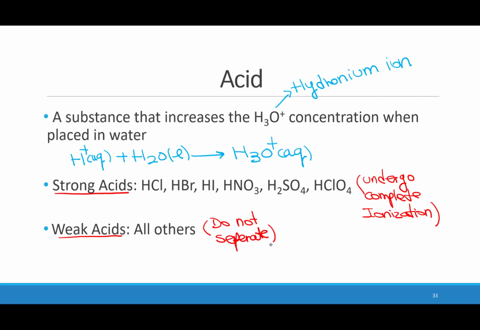What I mean is that when you are writing an ionic equation, then if your acid was a weak acid, it does not separate. If it was a strong acid, it will separate.